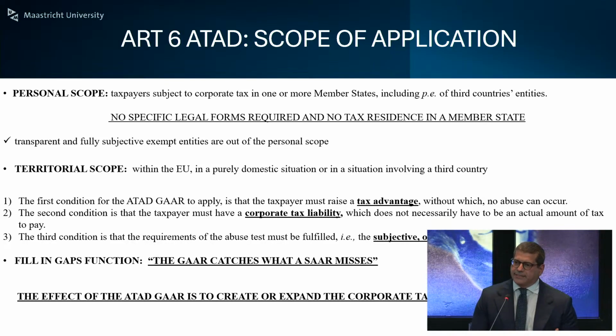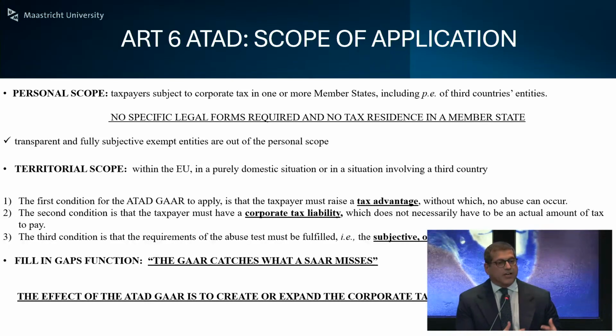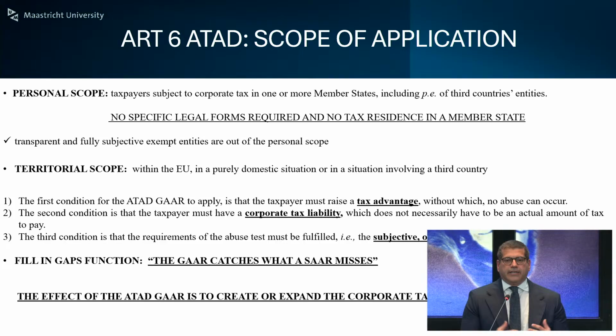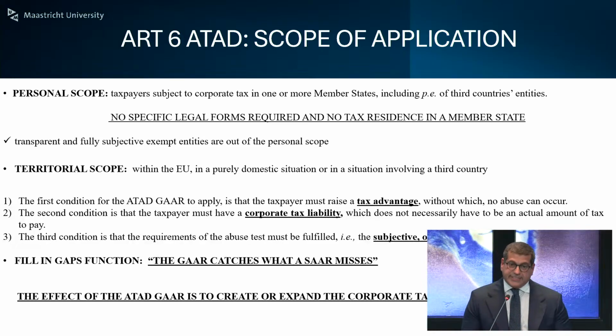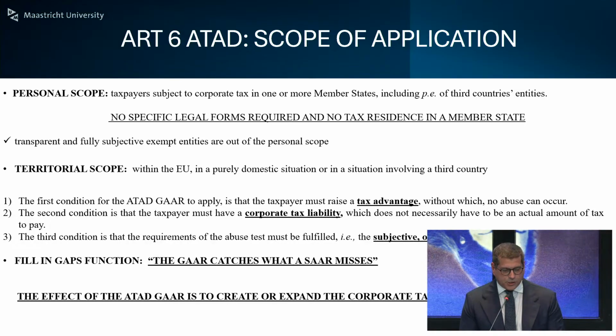The gateway for the ATAD-GAR to apply is that the taxpayer must have a corporate tax liability, because the aim of Article 6 and in general of the ATAD is to protect the corporate tax base of the member states. So if there is no corporate tax liability, it is not necessary to protect against a potential loss in the corporate tax of a member state. Remaining in the personal scope of application, as the gateway, as we said, is a corporate tax liability, transparent and fully exempt entities are out of the personal scope of application.